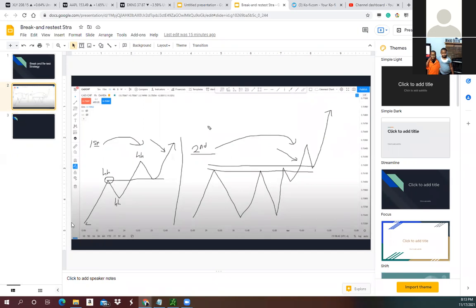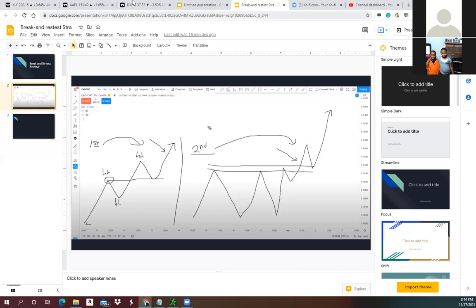Yeah. All right, so you know you're on an uptrend. Why? Because you're making higher highs and higher lows. You see how the highs are getting higher and the lows are getting higher? It's an uptrend. But now, when you're making lower highs and lower lows, you're on a downtrend.